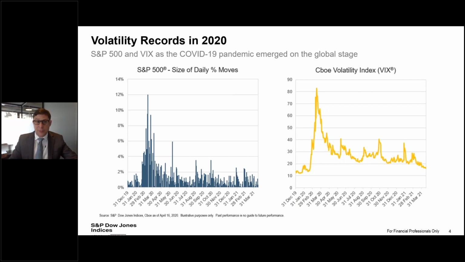There were a few days when one day the market was up 10%, the next day it was down 12%, and over the month of April 2020, we actually saw the highest volatility ever for any month for the S&P 500 in a history that stretches back to 1957.